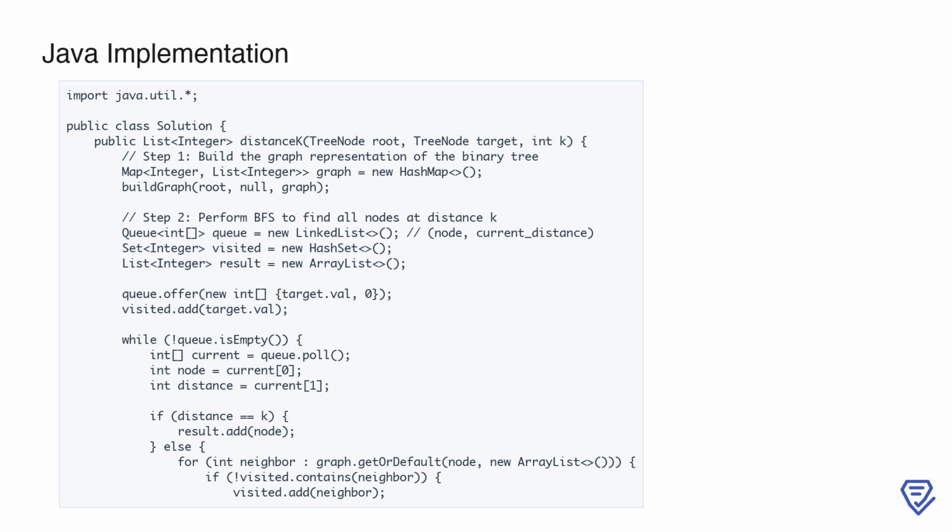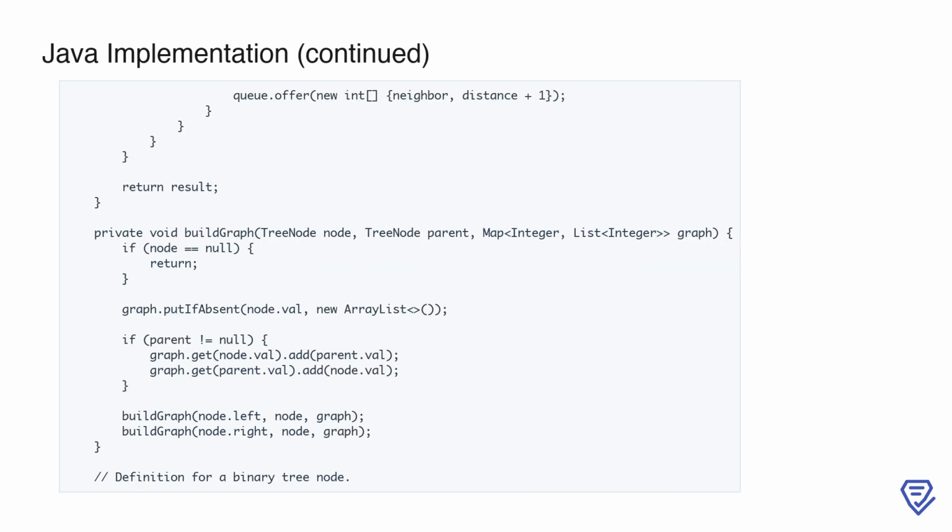Once the graph is built, we use a breadth-first search, BFS, to find all nodes that are exactly k steps away from the target node. A queue is used to facilitate the BFS, where each entry contains a node and its current distance from the target. We also maintain a visited set to avoid revisiting nodes and prevent infinite loops. The algorithm begins by adding the target node to the queue with a distance of 0 and marking it as visited. As the BFS progresses, we dequeue nodes one by one.